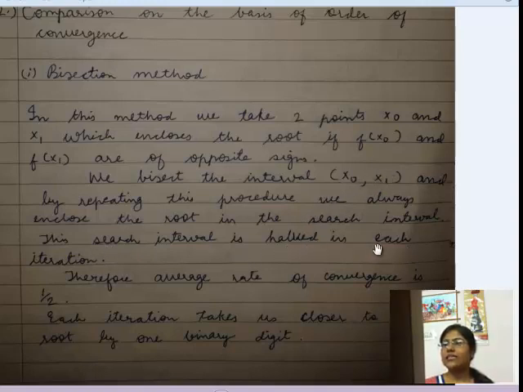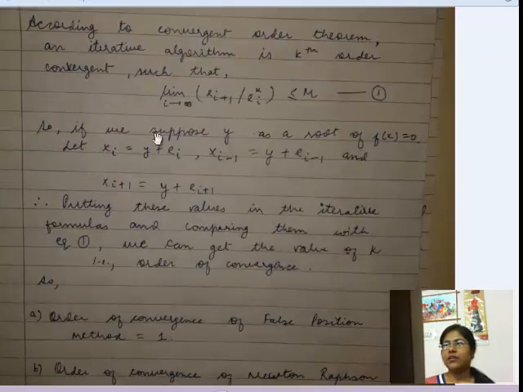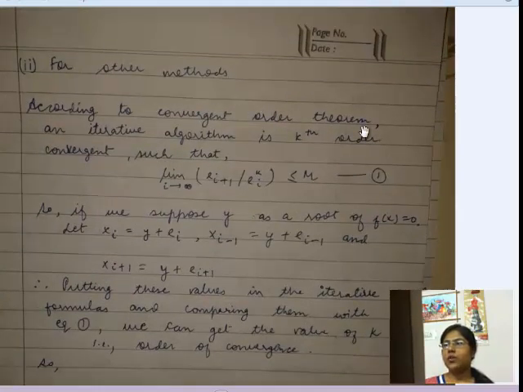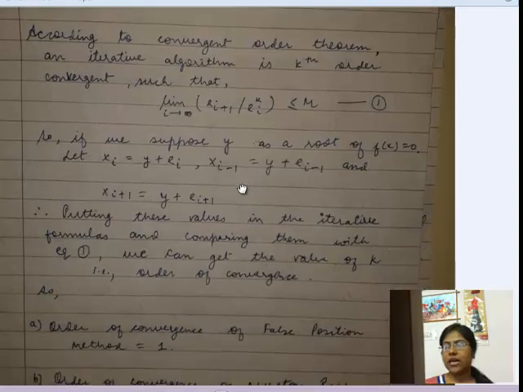This search interval is halved in each iteration, and therefore the average rate of convergence is half. Each iteration takes us closer to the root by one binary digit. But for the other methods, according to the convergence order theorem, an iterative algorithm is kth order convergent if the limit as i tends to infinity of e_{i+1} / e_i^k is less than or equal to M. This is a generalized equation, as we can see.